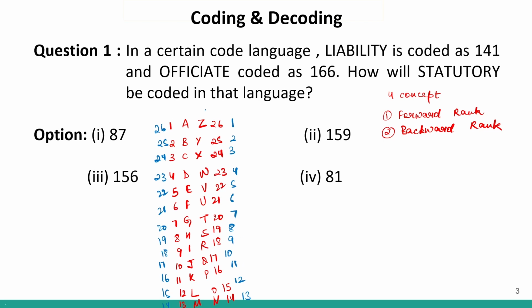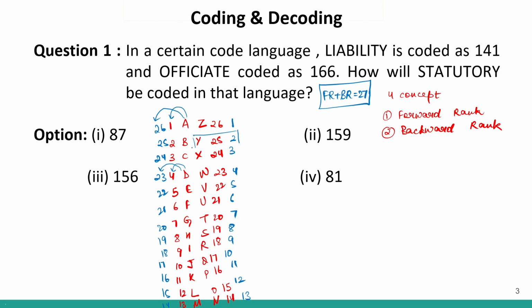So if you look over here, A's forward rank is 1 and backward rank is 26. Similarly, D's forward rank is 4 and backward rank is 23. Another concept is that the sum of forward rank plus backward rank is always 27. The sum is always 27. You can check for any alphabet.